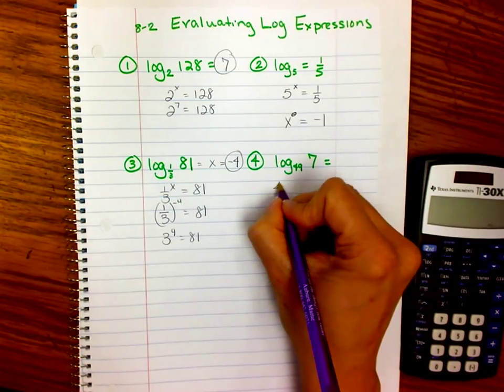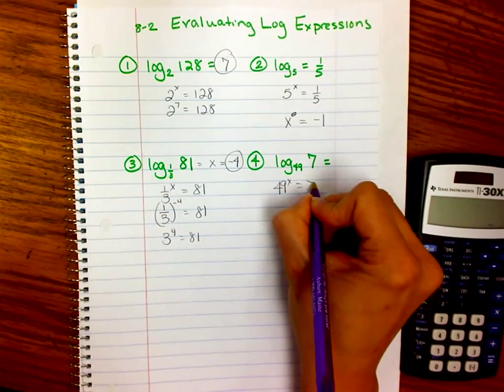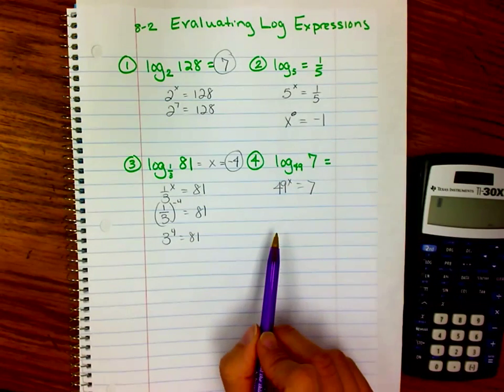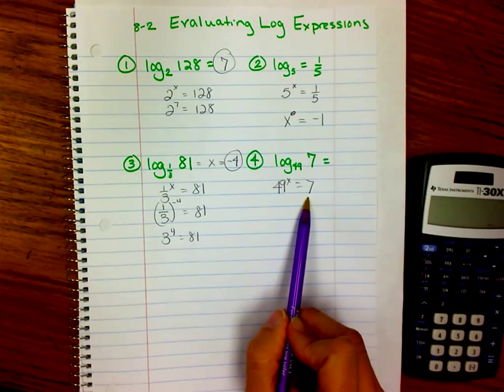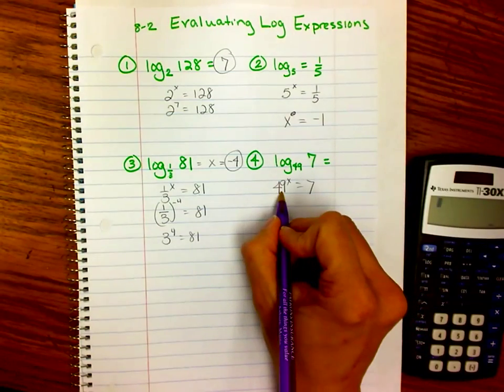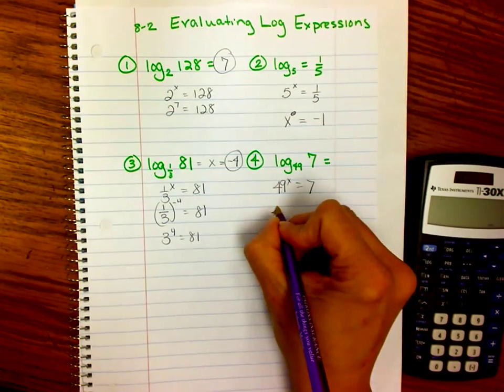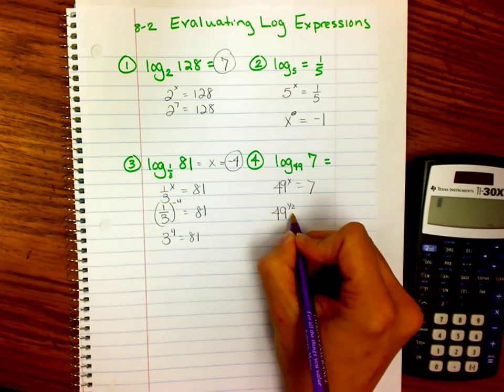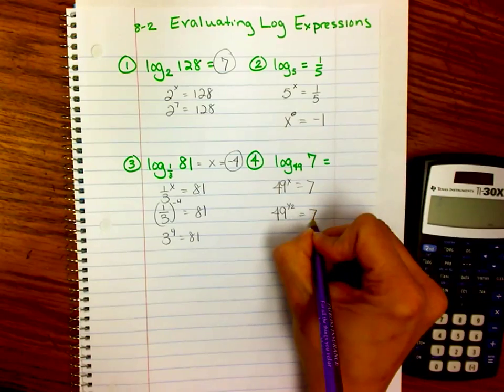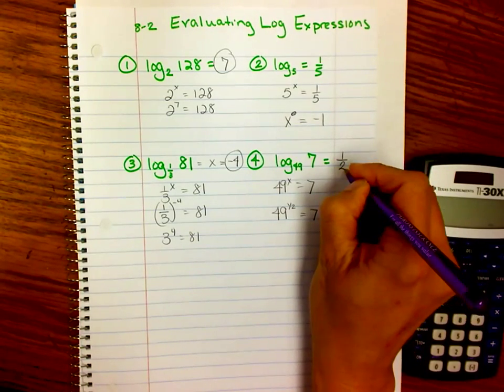Okay, over here, it's 49 to what power equals 7? Well, now you see it's going down. It's not in the denominator. 49 to what power equals 7? Well, hopefully you remember that a square root is also a power, because the square root of 49 is 7. So remember that if you have a 1/2, that means the same thing as a square root. So we know that this is 1/2.